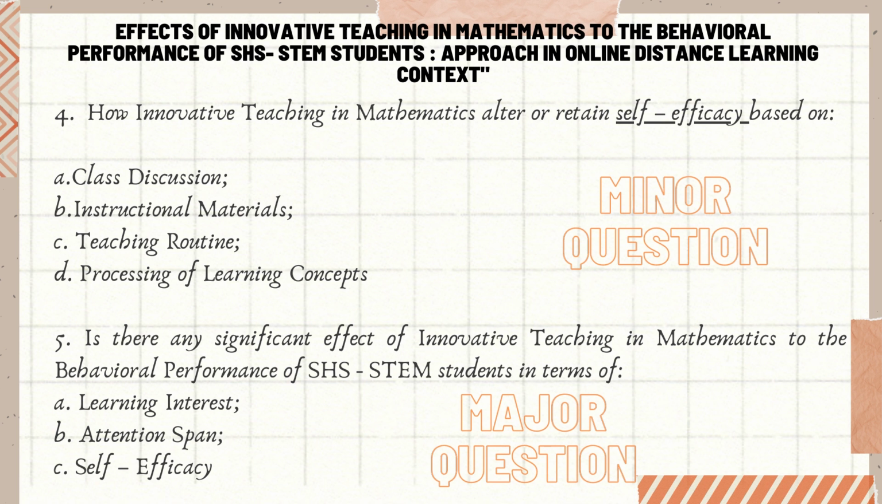So dito sa major question natin, kung descriptive kayo, ganito yung gagawin ninyo. And kung correlational naman, ang gagawin ninyo, is there any significant correlation between variable A and variable B? Is there a significant relationship between your variables? Okay? So this is an example of descriptive study. Alright, so we have 4 minor questions and we have 1 major question. On our module, I only require you to provide 3, 2 minor and 1 major.